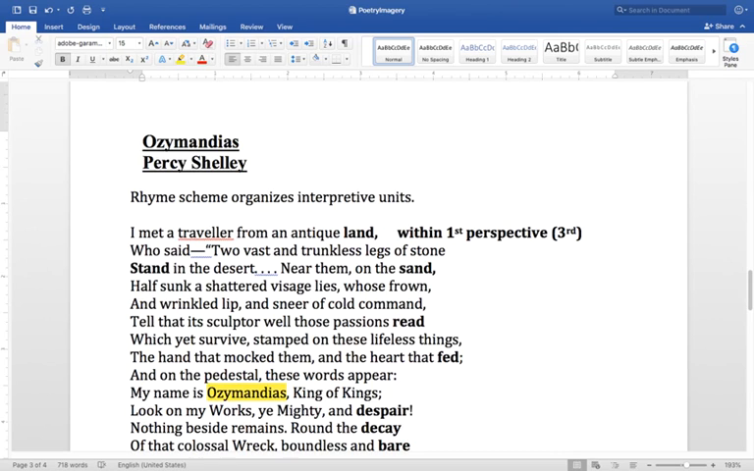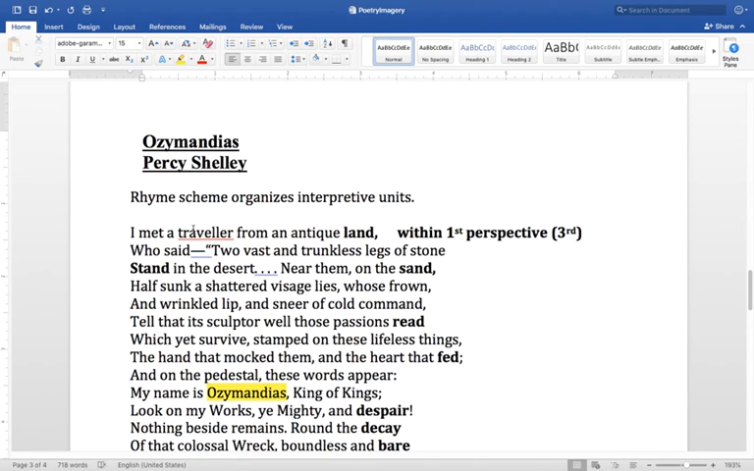But for a large part of the poem, after the word land, the third-person perspective, the one that's couched within the first-person perspective, gets started. So keep that in mind. That's another way of organizing interpretive units. Interpretive units along the lines of perspective through using rhyme. I met a traveler from an antique land who said, what did the traveler say? Here's the quote mark to tell you that we have a third-person voice. Or we have the traveler's own perspective.